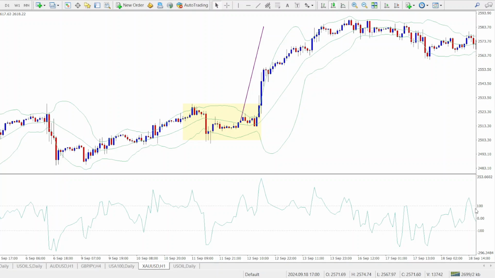Now let us talk about the CCI. You can see that the CCI oscillates between minus 100 and plus 100. It goes below minus 100 and climbs above plus 100. When the CCI moves above plus 100, it signals a strong bullish momentum. When it goes below minus 100, it signals a strong bearish momentum. Quite simple, right? Now let us put this into practice.